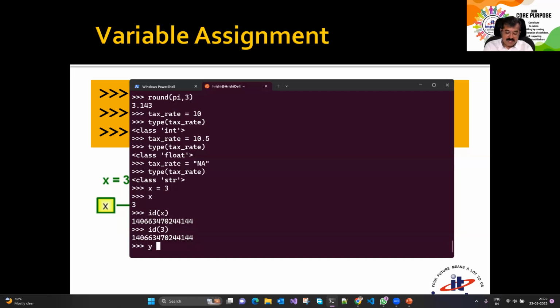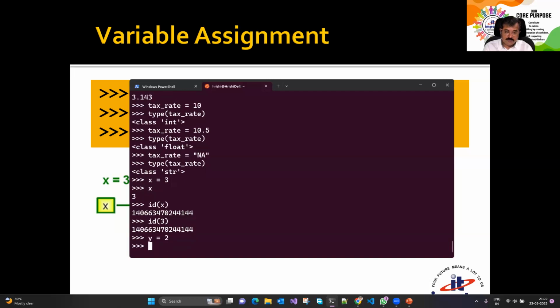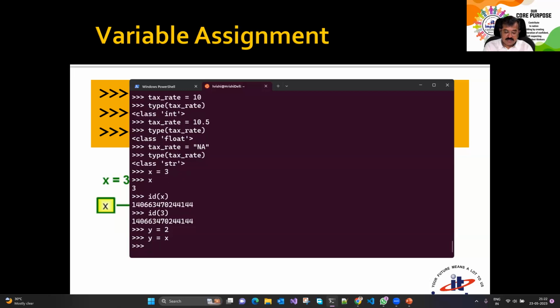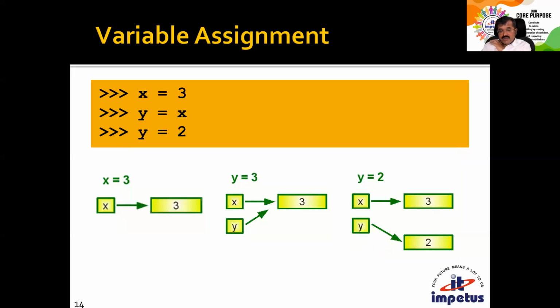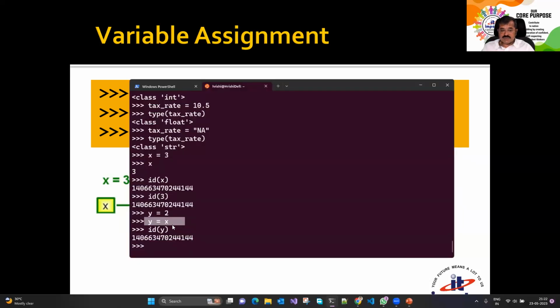Likewise, I say y is equal to 2. Okay, now I say y is equal to x. Now if I say ID of y, that's also the same value. Y is equal to x means y and x both are pointing to the same location where 3 has been stored. So what is this location? This is a location where value 3 has been stored.